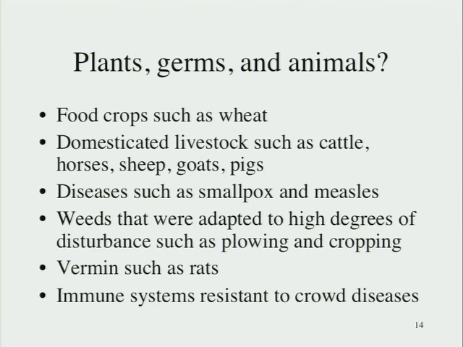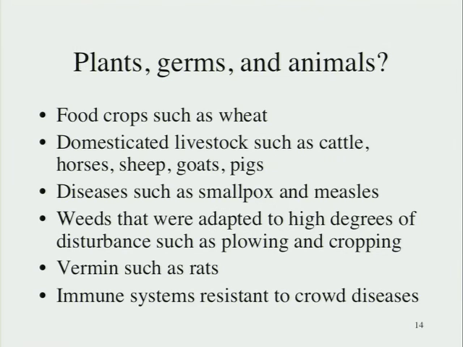So here it is. These are the things that he is going to highlight and unpack for us, the components of his explanation to support his thesis. Food crops, such as wheat, were part of this Old World Neolithic Revolution. Domesticated livestock, such as cattle, horses, sheep, goats, and pigs, are part of this Old World Neolithic Revolution. Diseases, such as smallpox and measles. Weeds that were adapted to high degrees of disturbance, such as plowing and cropping. What's a weed? Anything that a farmer doesn't want. That's pretty close, actually. I was going to say a weed is a plant out of place. A weed is any plant that we don't like what it's doing, where it's doing it. There is no other definition of a weed. Well, or rather, any other definition of a weed is as arbitrary as that one, right?